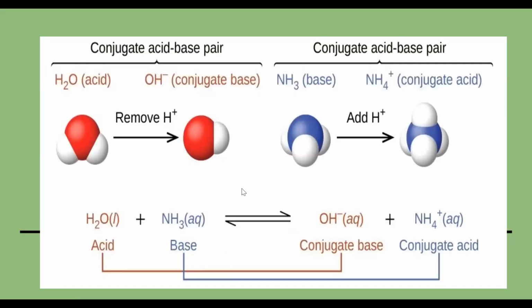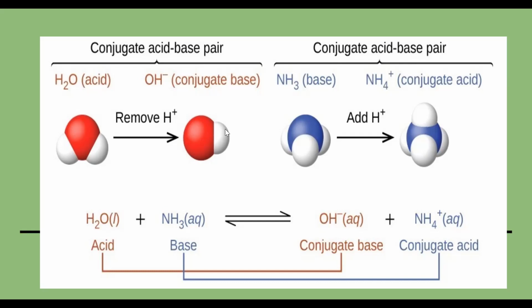I think this shows exactly that Bronsted is not as narrow as Arrhenius. Why? Because here we have water, the water donates the proton, so water acts as an acid.